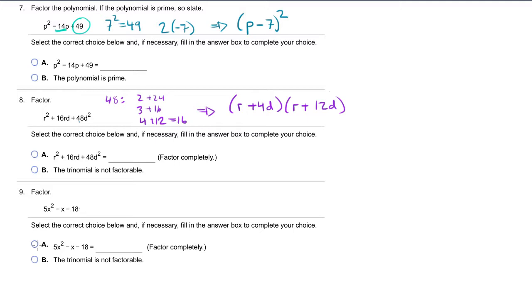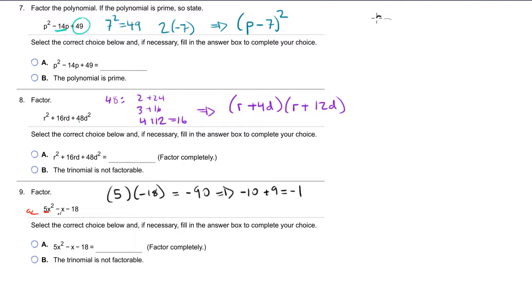And then number 9 here, 5x squared minus x minus 18. This 5 doesn't factor out. This is going to mean AC method. So I'm going to take 5 and multiply it by a negative 18. That's going to be a negative 90. And I need two factors of negative 90 to add up to negative 1. Well, I'm pretty lucky because I don't have to go through all of these. I'm going to take a guess that it's going to be negative 10 plus 9. Yup, that's a negative 1.